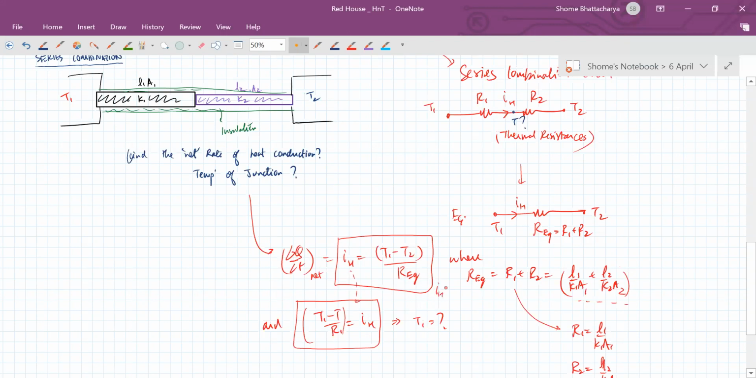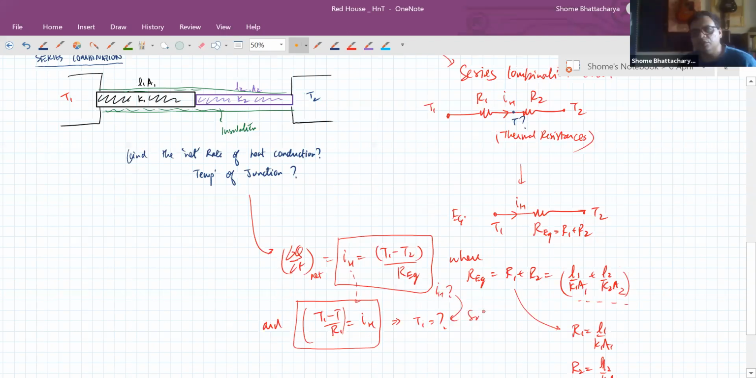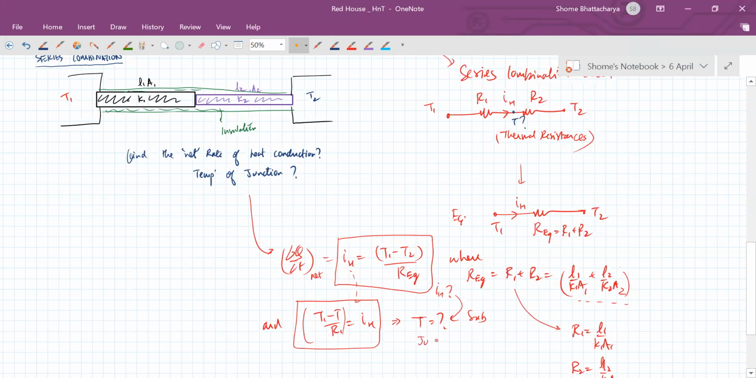So we will find this current in the first one and then substitute it in the second one. From that, we'll get T. T1 is known to us, but T is the unknown one. That is the temperature of the junction. So the temperature of the junction, the unknown quantity, we'll get now.